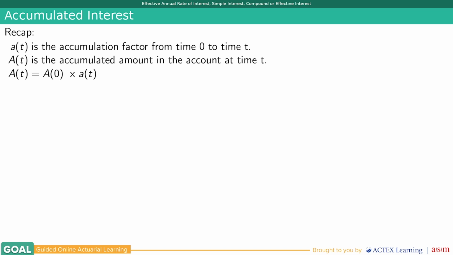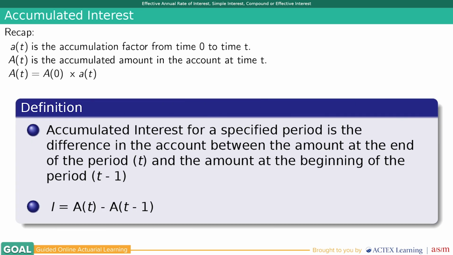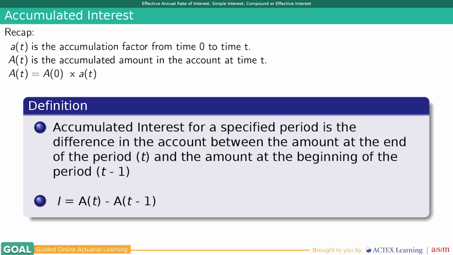The accumulated amount consists of the initial amount plus accumulated interest, so that the definition of accumulated interest for a specified period is simply the difference in the account between the amount at the end of the period, which we will call t, and the amount at the beginning of the period, t minus 1. Capital I represents accumulated interest, and it's equal to capital A of t minus capital A of t minus 1.